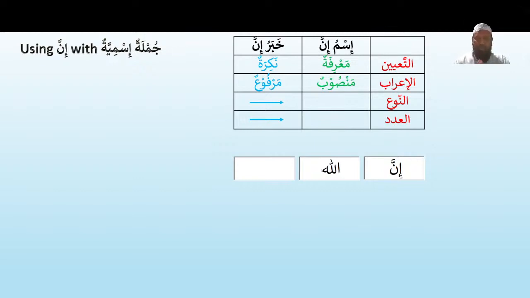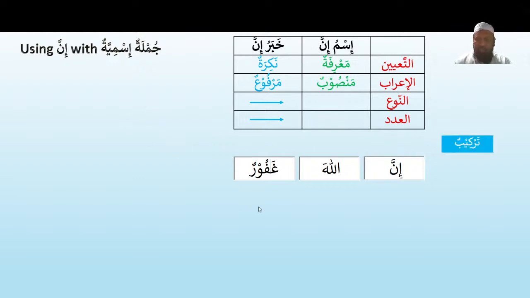Allah. So we have the chart in front of us: in تعيين, which is معرفة, perfect, and الإعراب is منصوب because إن gives اسم إن a nasab or فتحة, so منصوب. So إن الله, and apply the خبر إن, which is نكرة. غفور نكرة and مرفوع. إن الله غفور. So our جملة is ready.